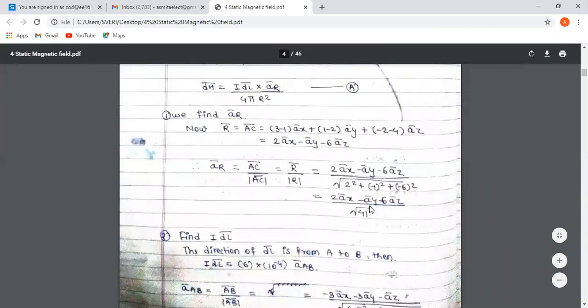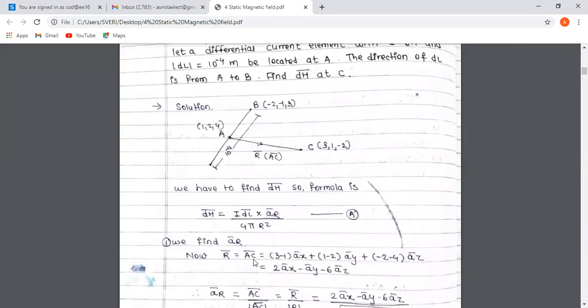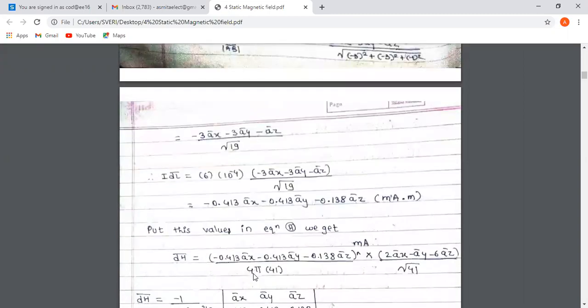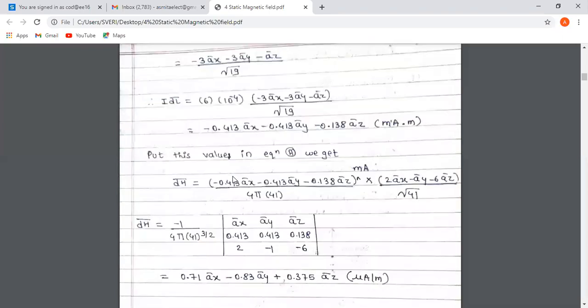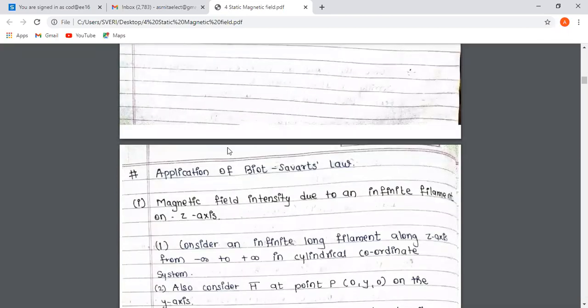Now this example is asked either for 4 marks or for 6 marks. For given data there will be 1 mark, for formulae there will be 1 mark, and for solution there will be 2 marks. So according to the given format of that question paper, there will be marks. So that may be asked for 6 marks also. Okay, now next point.